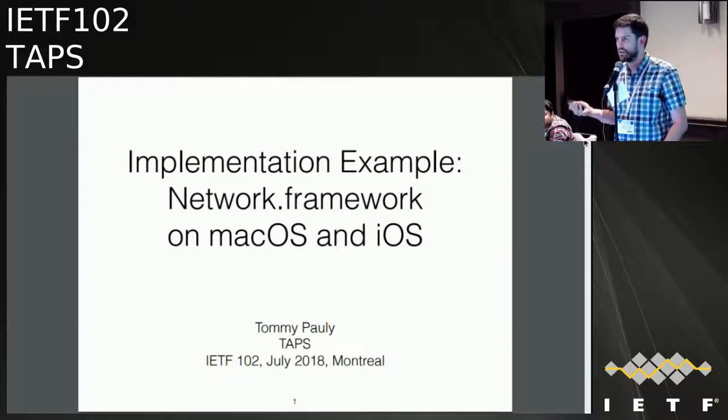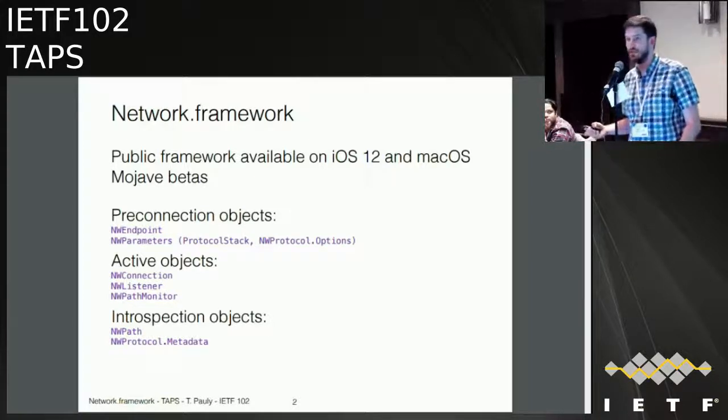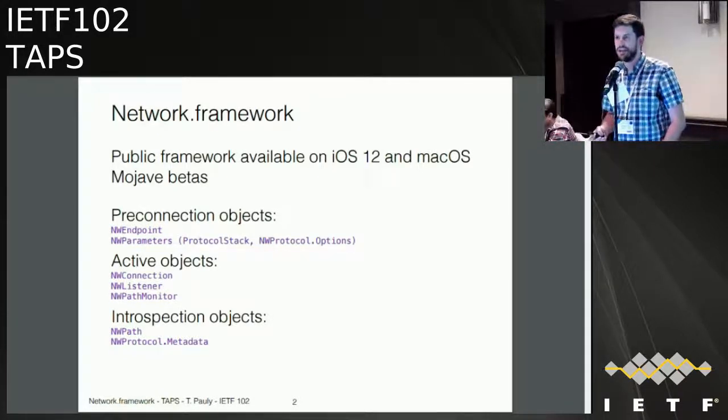In June, when we released our new betas of iOS 12 and macOS Mojave, along with that, we have a new framework that's available, which is called Network Framework. Currently, all that is contained in this framework is essentially a new transport API layer, as well as things that allow you to look at your current network state. And so this transport API is where we want to be continuing to develop our TAPS layer.